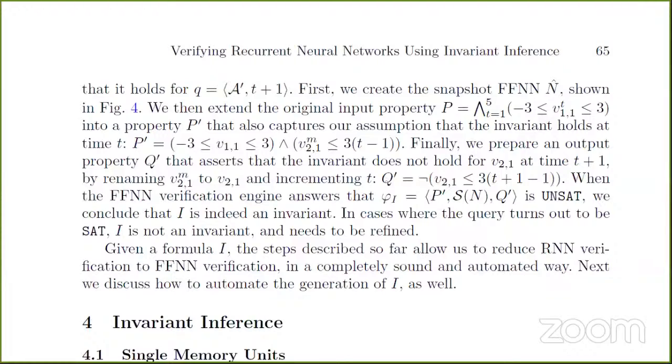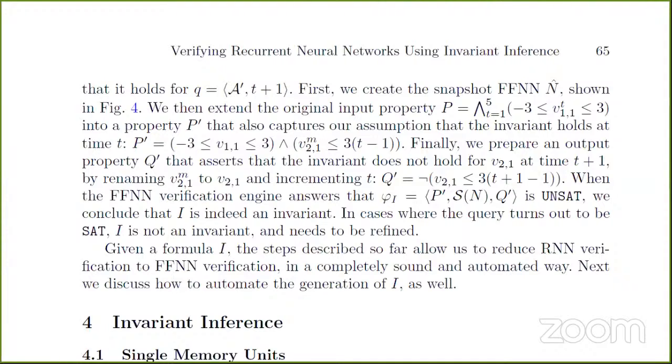Here is what is done. You have this original input property which says that the input at all time instances will lie between -3 and 3. What this gets transformed into is that the input will lie between -3 and 3, and that VM21 is less than or equal to 3 times t minus 1. This is what your property gets transformed into.